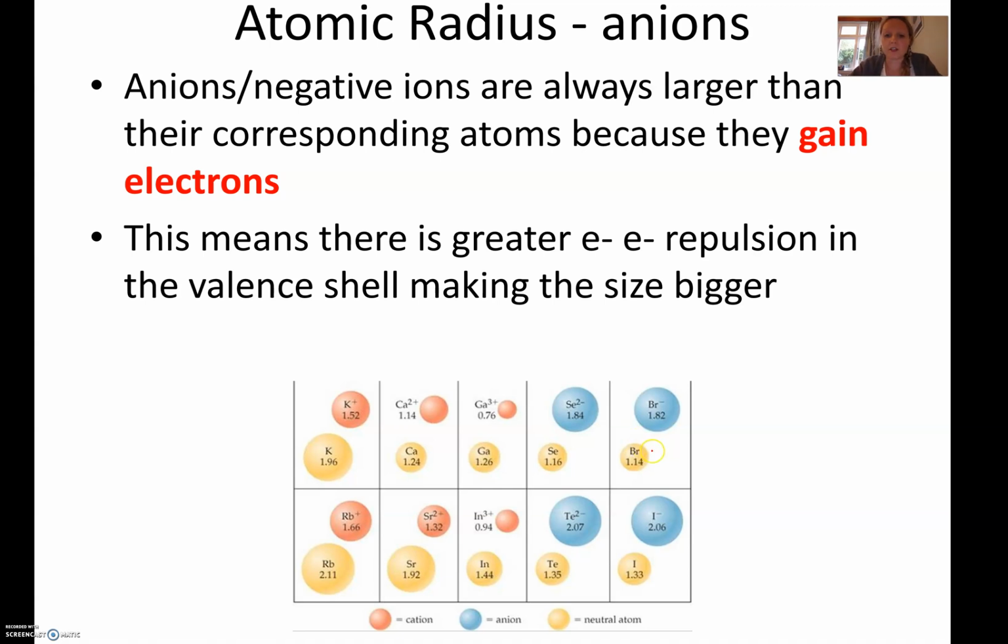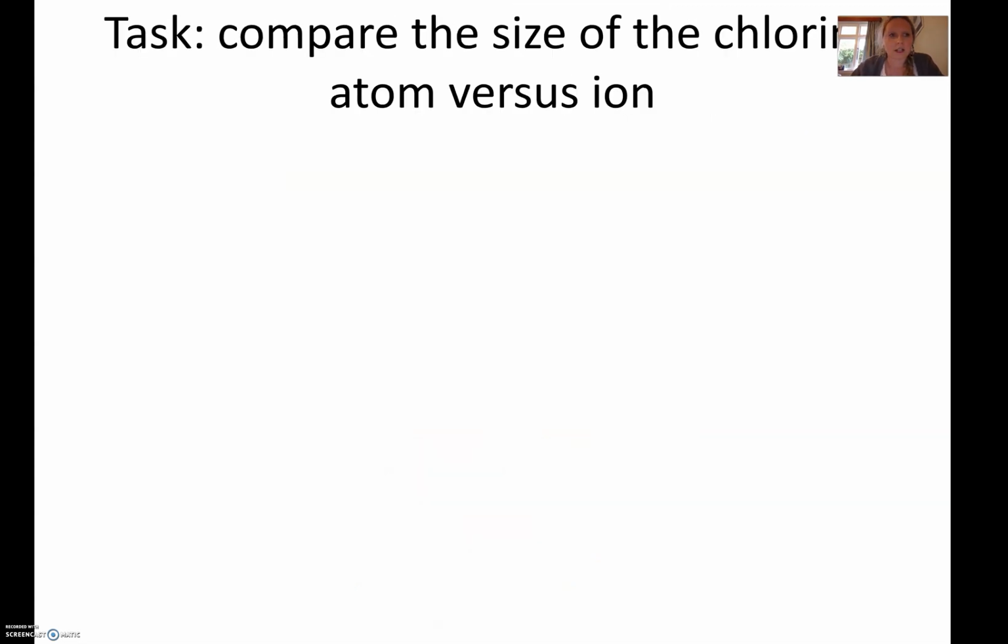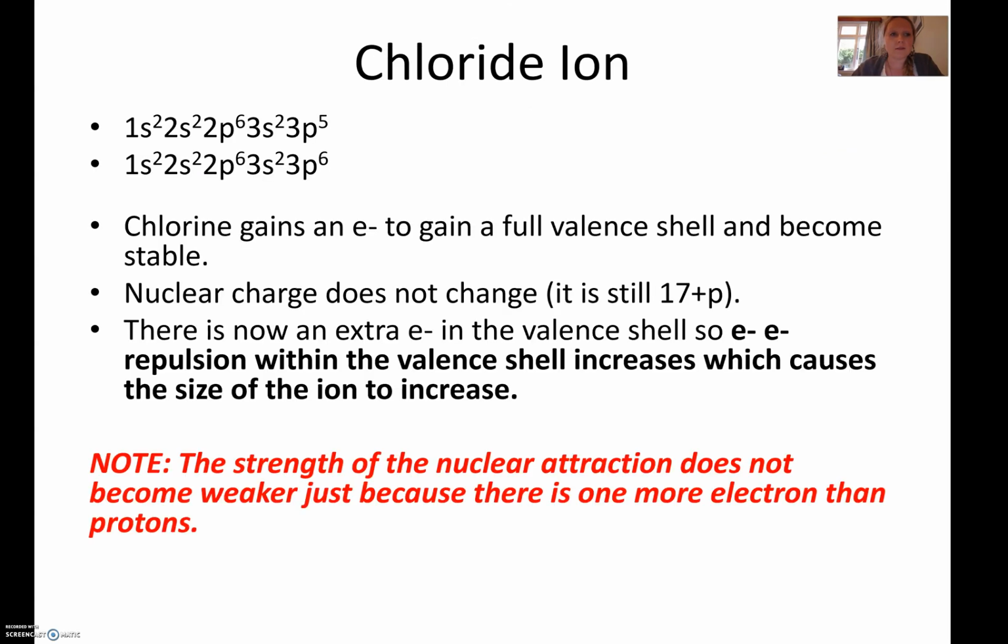Okay, so if we have a look here, bromide is bigger than bromine atom, iodide is bigger than the iodine atom, and so forth. So let's look at an answer here. Compare the size of chlorine atom versus ion. Here are their electron configurations. So you can see here, the ion's got 1 more electron.